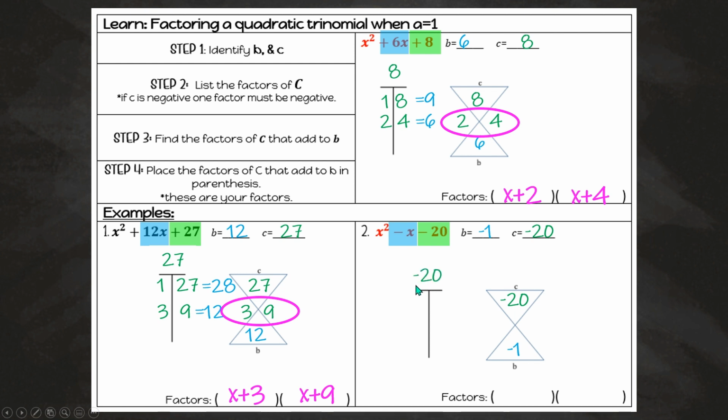And now I'm going to try to find the factors of negative 20 that add together to give me a negative 1. So negative 1 and 20, negative 2 and 10, negative 4 and 5, and I have 19, 8, and 1. Well, if that's not going to work, then what about if I had 4 and negative 5? Because I have to have a negative b term. Now that will give me negative 1. So negative 5 and 4 are the two factors that will multiply to give me negative 20 and add together to give me negative 1. So I have x minus 5 and x plus 4.